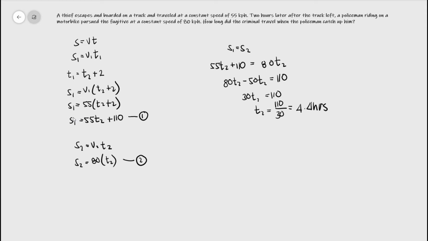Okay, then for how long did the criminal travel? Getting the time for the criminal, let's say T sub 1 is equal to the time of the policeman traveling, 4.4 hours, plus the time of the criminal, that is equal to 2. Therefore, the total time here is 6.4 hours. Okay, this will be the time for the criminal traveling.